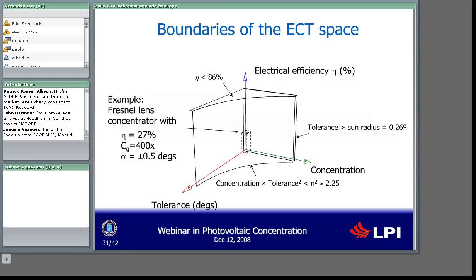In this drawing, we are seeing in real scale the situation of the Fresnel lens concentrator with respect to those boundaries. And what is remarkable here is that that 27% is still far from the very top limit of 86%, but it's also not close to the other limit of concentration and tolerance. It's also remarkable that this point is not too far from the sun radius, and that could affect significantly the cost of the system.